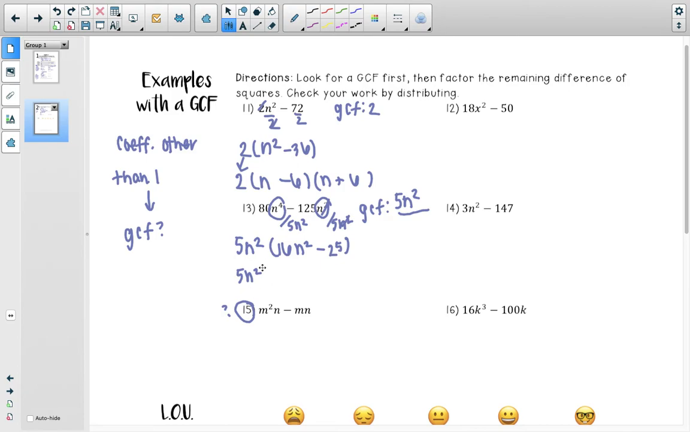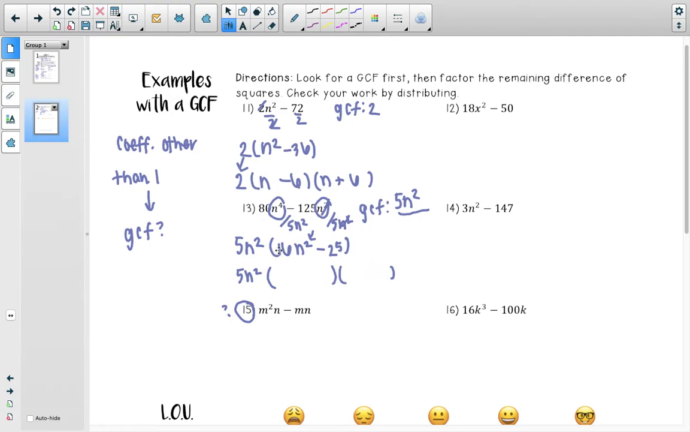Now this we can't do anything else with, it's just going to sit there. That's the greatest common factor. But since this is squared, we probably have to keep on going. So ask yourself this when there's 2 terms. There's 2 terms, they're subtracting, and they're perfect squares. So that means we can continue factoring using this method.